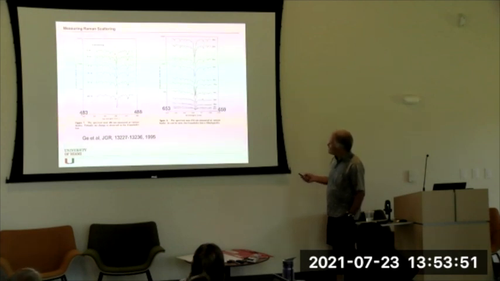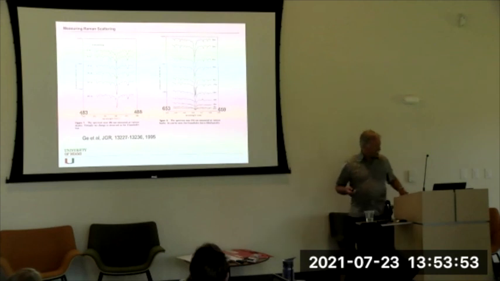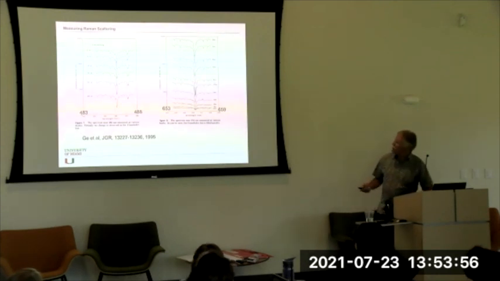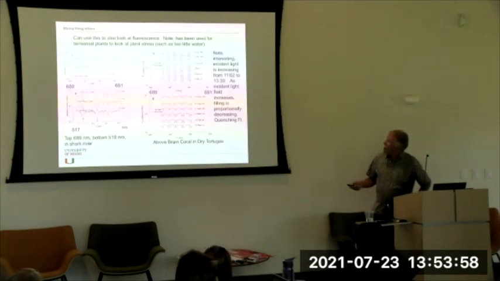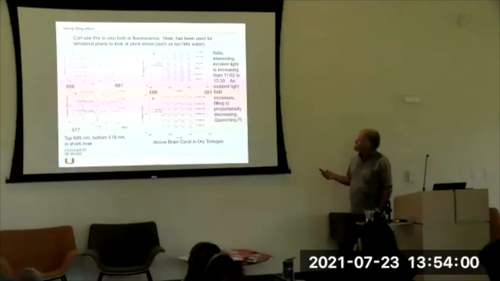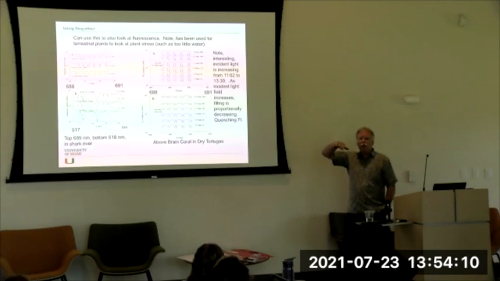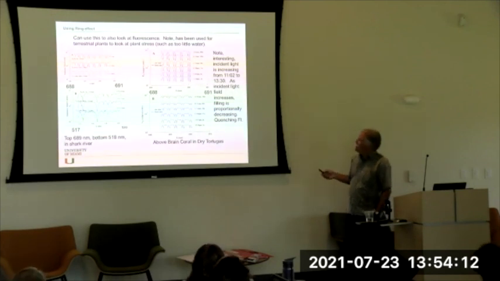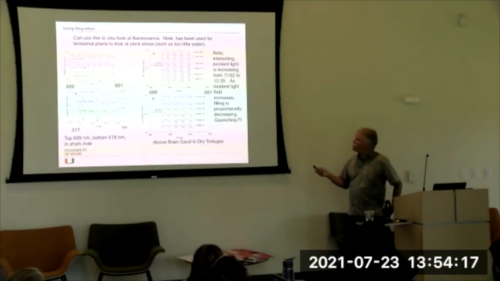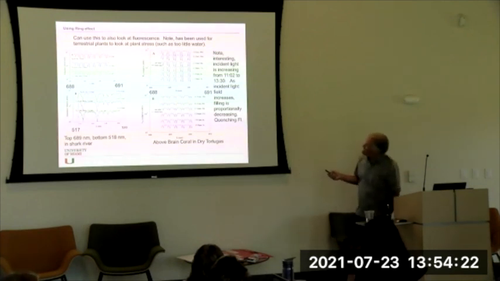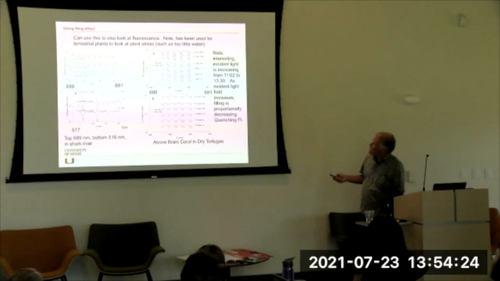And this is the real data because it's got noise in it. So I was just trying to remember whether that was real or not. You can use this also to look at fluorescence if you want. In fact, people have used it from helicopters to look at terrestrial plants, to fly over fields of corn or whatever, and look at plant stress by looking at the solar-induced fluorescence. That's sort of cool.